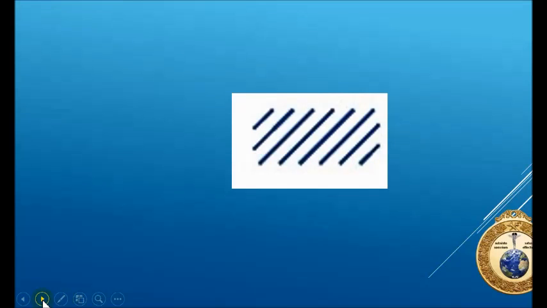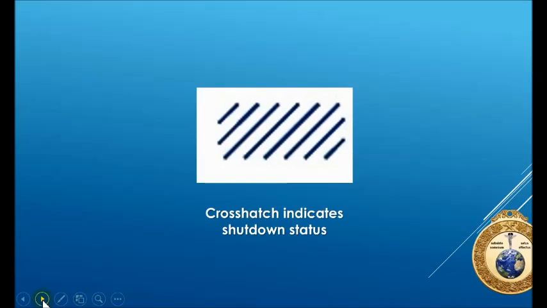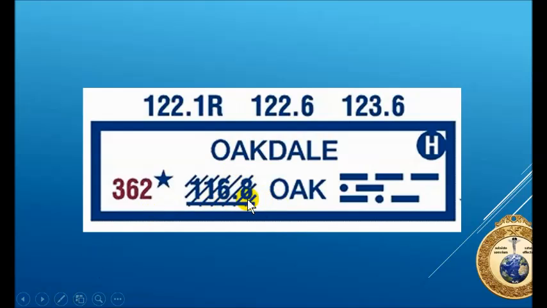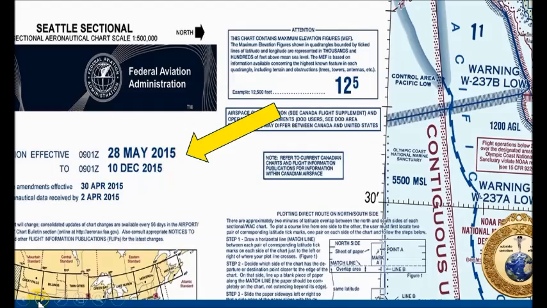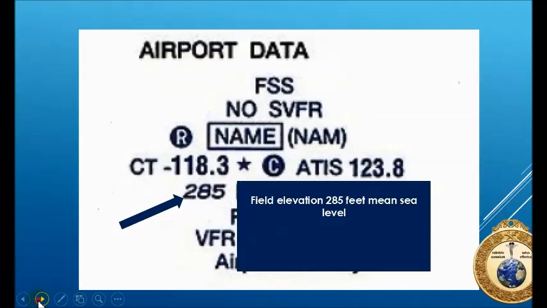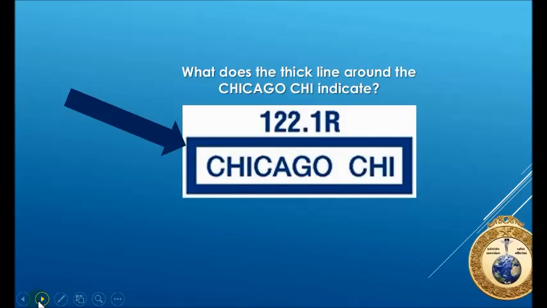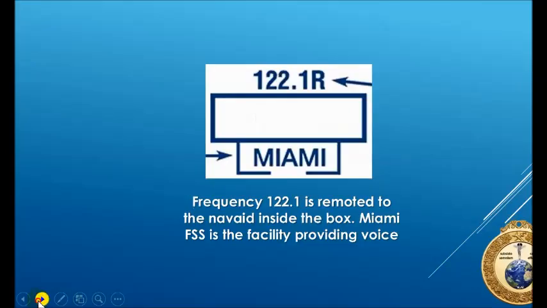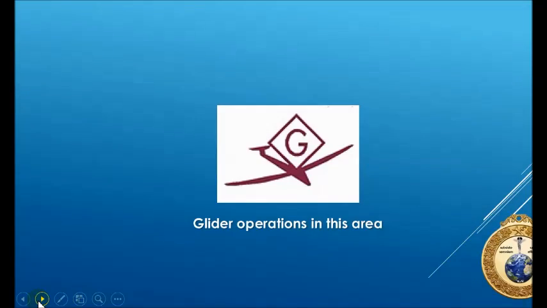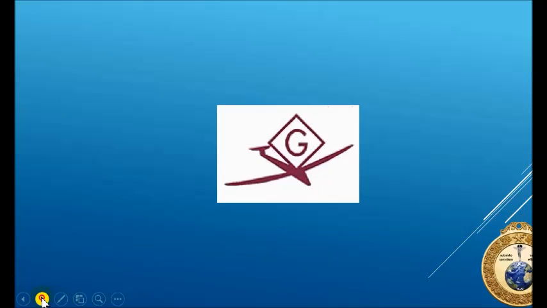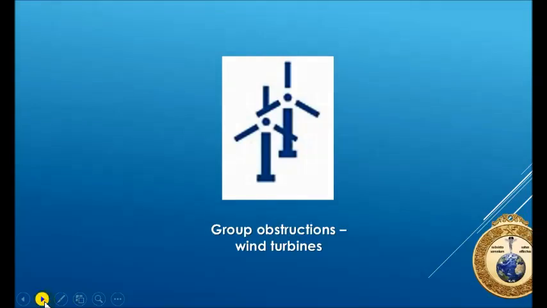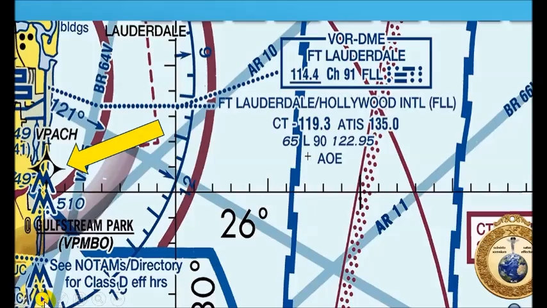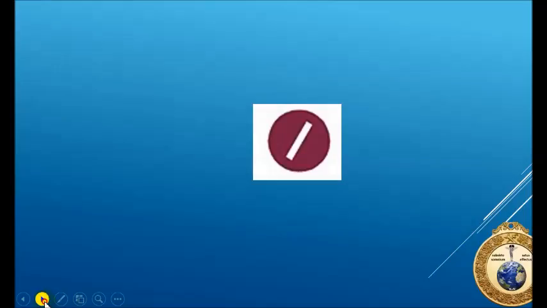So, crosshatch indicates the shutdown status when it's associated with the VOR shutdown status. So, I think you guys get the gist of it. It floats through different things here and just asks you different questions. You see this symbol, what does that mean? There are glider operations in this area, and then it'll give you a sample. So I think we've got this dog pretty much beat to death here.